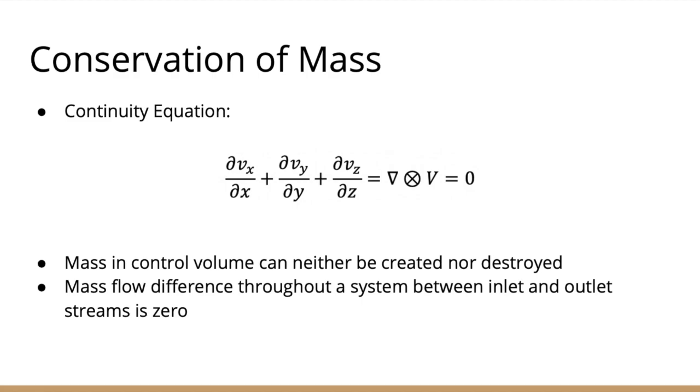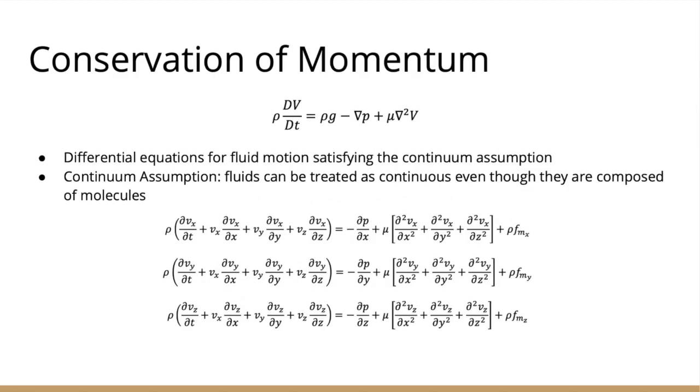The first of these equations to consider is the conservation of mass, which is shown with a continuity equation. This shows that mass in the control volume can neither be created nor destroyed, so that the mass flow difference throughout a system between the inlet and outlet streams will be zero. Looking at the equation, you can see that the sum of the partial derivatives of the x, y, and z directions are equal to the velocity multiplied with the gradient operator, which is equal to 0.